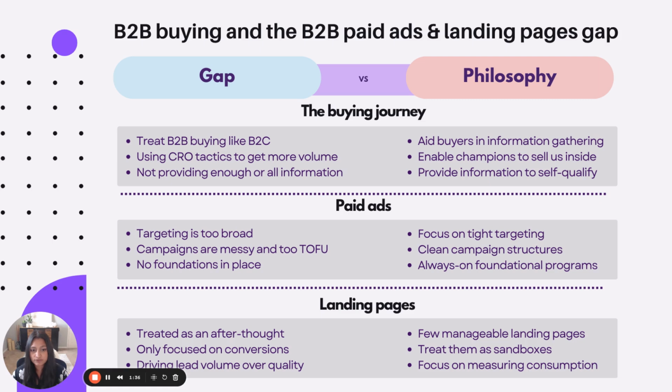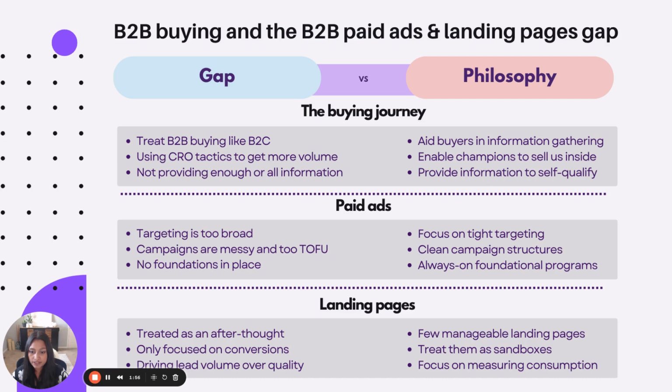So our philosophy is to focus on tight targeting, start narrow, then go broad, focus on clean campaign structures so that you can just log in and understand what's going on, and then create those always-on foundational programs. And you can layer on your TOFU stuff on top of that. But this will ensure that you can go on vacation and your paid ads programs are still working for you.